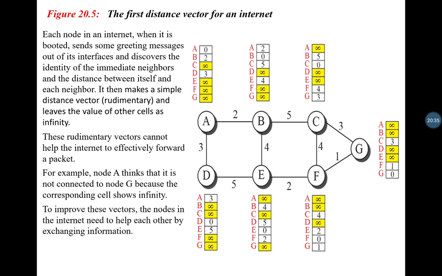This is the figure, and these are the distance vectors corresponding to those nodes, considering that particular node as the root node. Those which are directly connected will have a value. Those which cannot be connected directly, like with respect to B, D, F, and G cannot be connected directly, will have the value infinity.